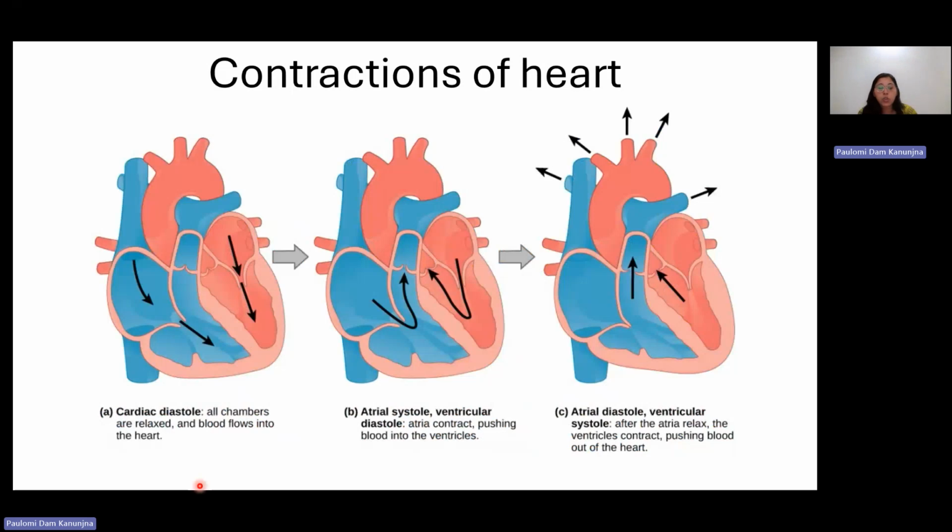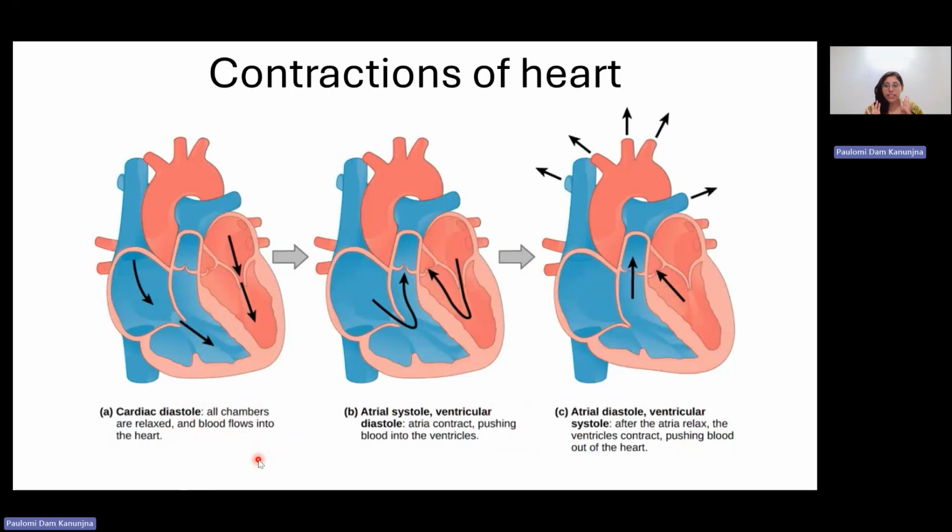So what is diastole? Diastole is basically when all chambers are relaxed and blood flows into the heart. Now, what is relaxed in what terms? Basically, when your heart is pumping blood, it is contracting. When your heart is not pumping blood, when the cardiac muscles are not moving, they're relaxing. They've basically not yet started to contract and send the blood out.